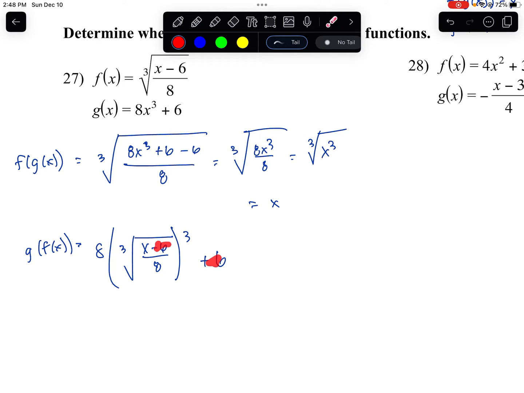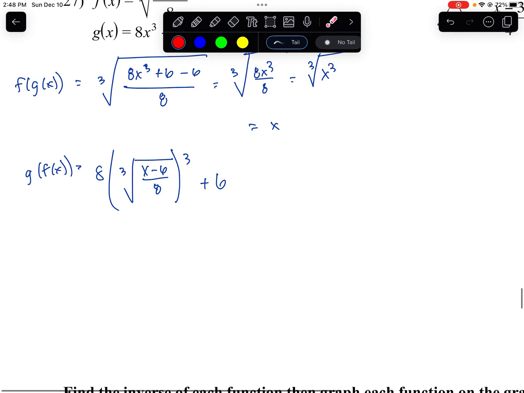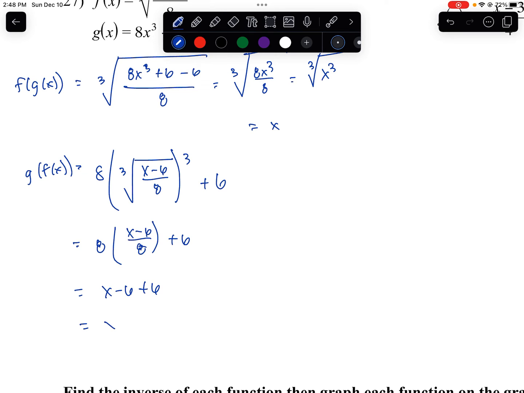I can't simplify these first. The first thing that's going to have to go is the cube roots, because 8 can't cancel with that yet either. So those are going to have to go first. So then I'm going to have 8 times x minus 6 over 8. There's no more cube root, plus 6. I can't cancel these out first. That's going to have to come first, division multiplication. So those are going to cancel. So I'm going to get x minus 6 plus 6, and then those would cancel, and I'd get x. So therefore, f and g are inverses.